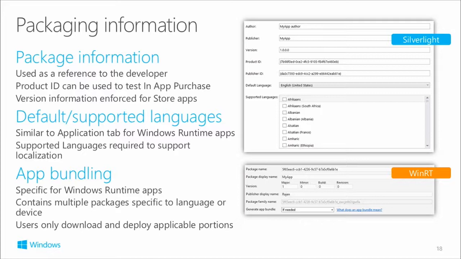This little thing at the bottom is interesting. Look at the bottom line of the image, which would be quite small for you. What it says on the WinRT one, for Windows runtime apps, is generate app bundle, and then there's a drop down. It currently says if needed. Most of the time, leave it as if needed.